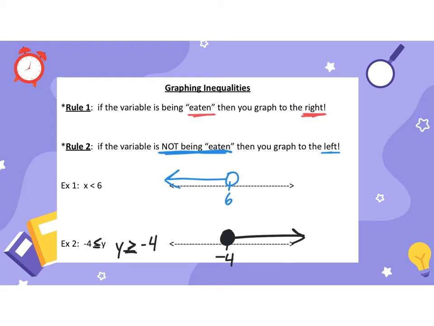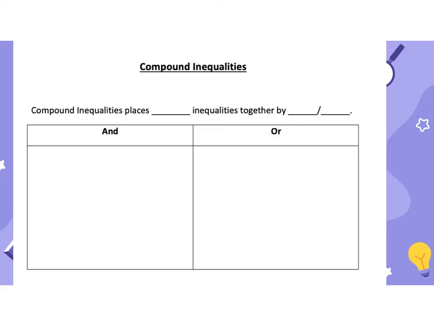Okay, moving right along. Alright, now we've got this table to fill out over compound inequalities. What are compound inequalities? These are inequalities that place two inequalities together by and or. By and or. And we're going to talk about what these two things mean.